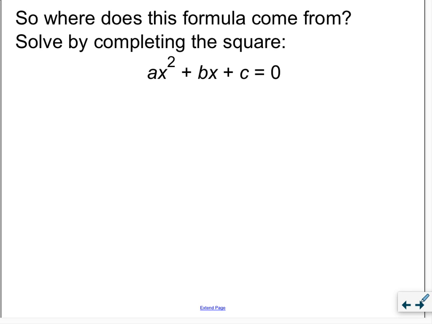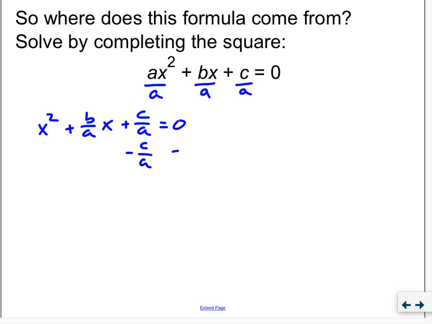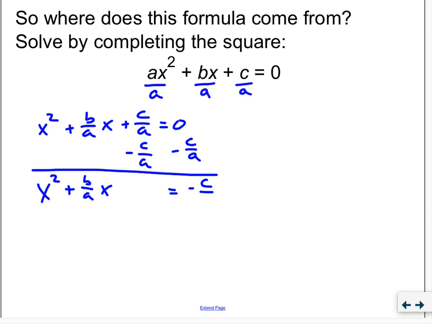So let me think about this for a minute. It's set equal to 0. But remember, when I complete the square, I want my a value to be 1. So that's going to give me x squared plus b over a times x plus c over a equals 0. And do you remember when we completed the square, we moved this to the other side? So now we get x squared plus b over a times x equals negative c over a.